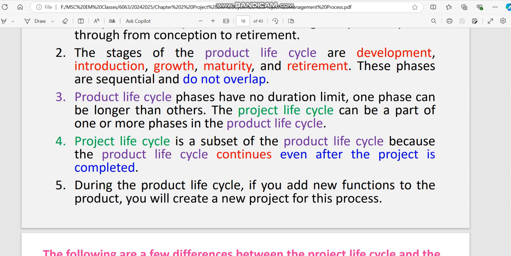Okay, the product life cycle finishes when there's no more need for it, and like I say, the project at the end of it also depends on there's no more need for it. But that need means there's nothing more that you need to do anymore to the project. It will change the purpose. So the product will change the purpose as well.